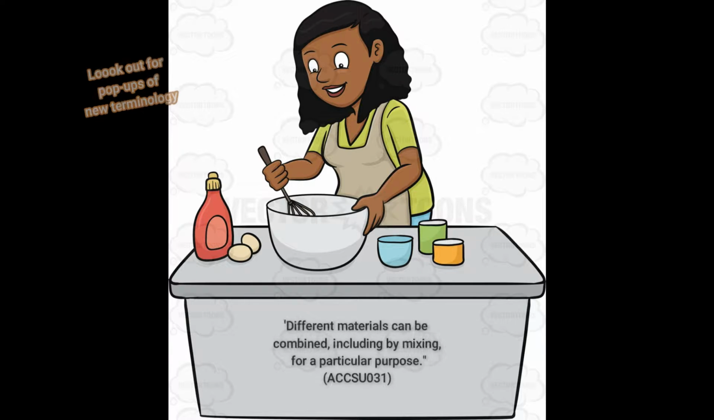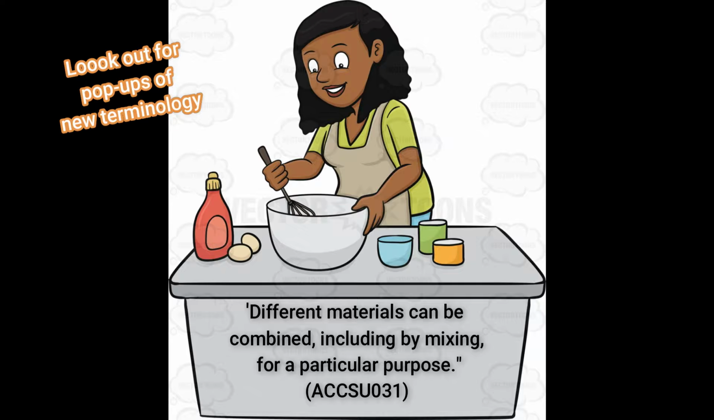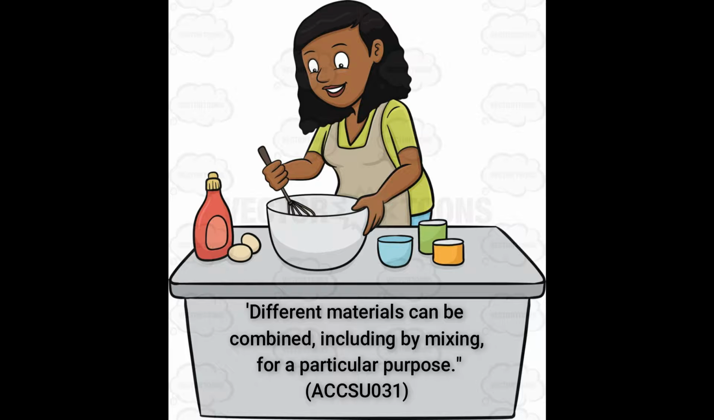In the Year 2 Australian Curriculum for Science, students are learning in chemical sciences that different materials can be combined, including by mixing, for a particular purpose. Some elaborations for this descriptor include students investigating the effects of mixing materials together and suggesting why different parts of everyday objects such as toys and clothes are made from different materials.